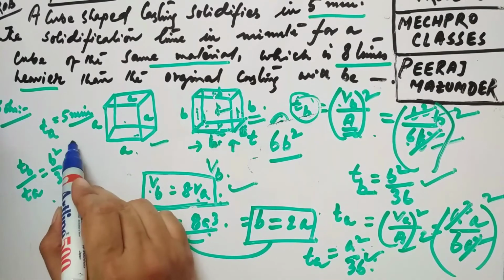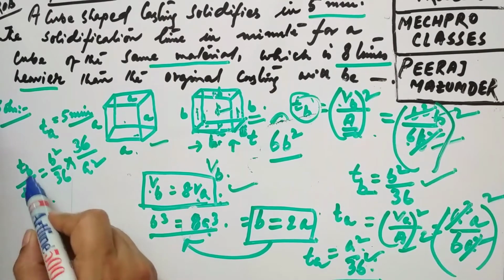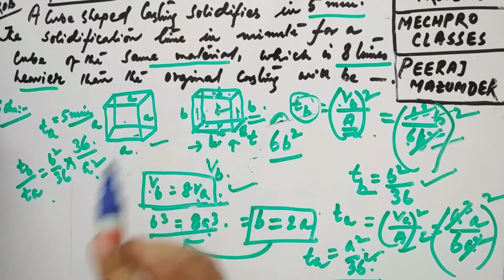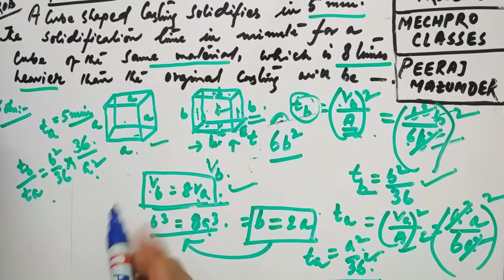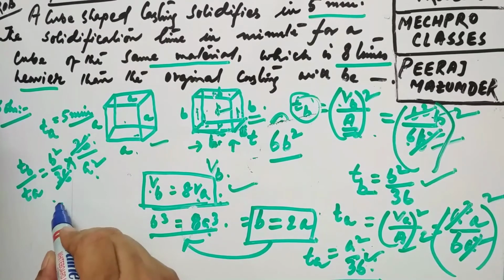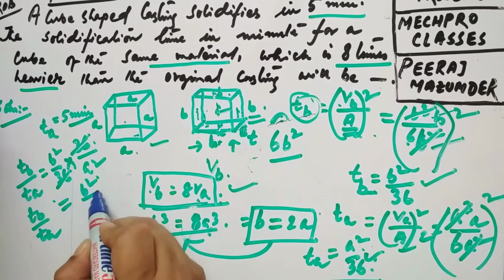So I can write as 36 by A square, it will be inverted when you are dividing it. So 36 will be on the top side and A square will be at the bottom side. Okay, no problem, I think. Now look, 36 cancels out and TB by TA becomes B square by A square.